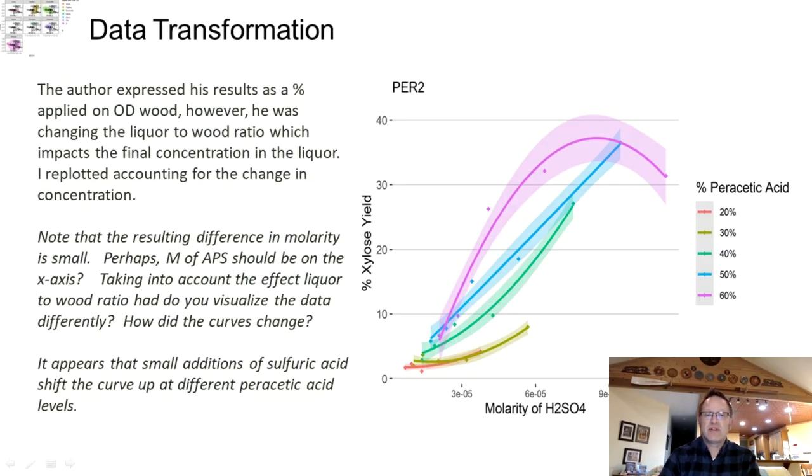So what I've done so far is I've taken into account the effect of liquor to wood ratio, so that the data, as I visualize it, is a little different. It changes the curves slightly. These curves are a little more linear. The 60% is still kind of out there. But it appears, like I said before, that the sulfuric acid does shift the curve up at small concentrations.